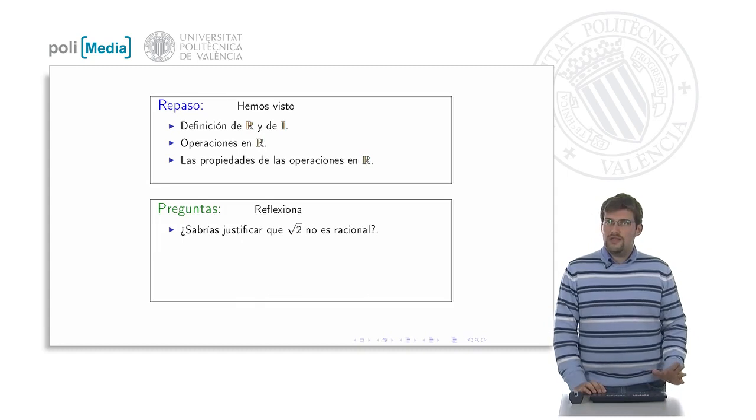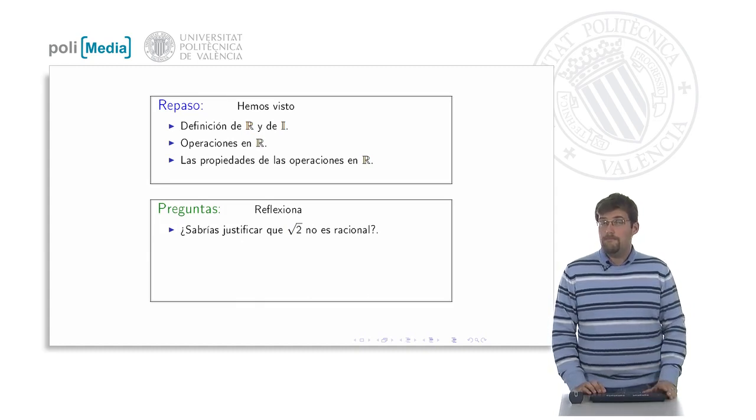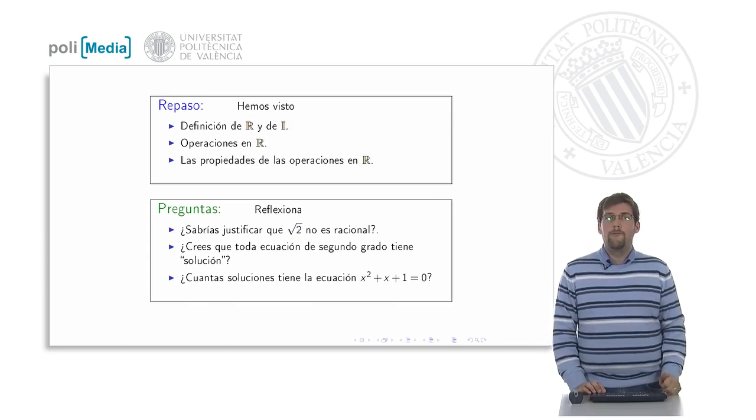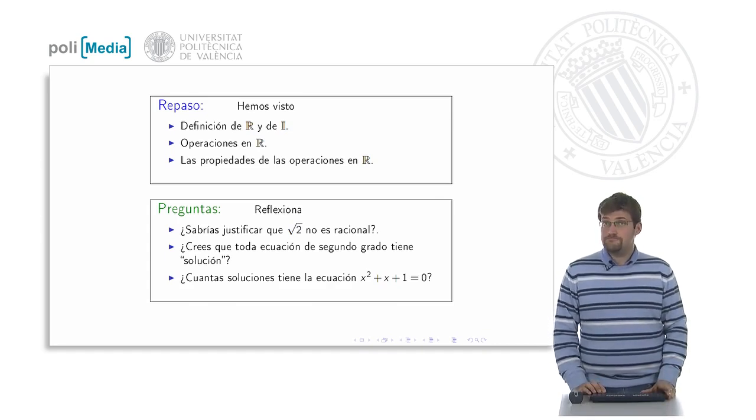These are some questions for reflection. Would you be able to justify why square root of 2 is not a rational number? And another question: do you think that every quadratic equation has a solution? How many solutions does the equation x squared plus x plus 1 equals 0 have?